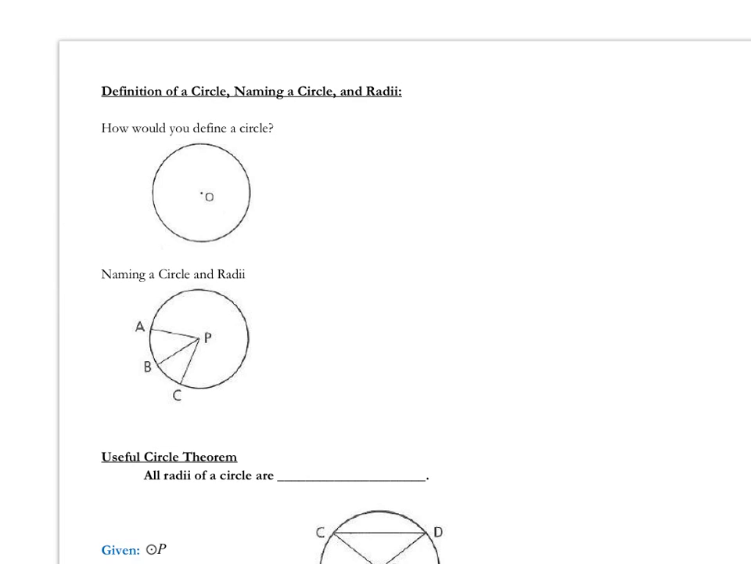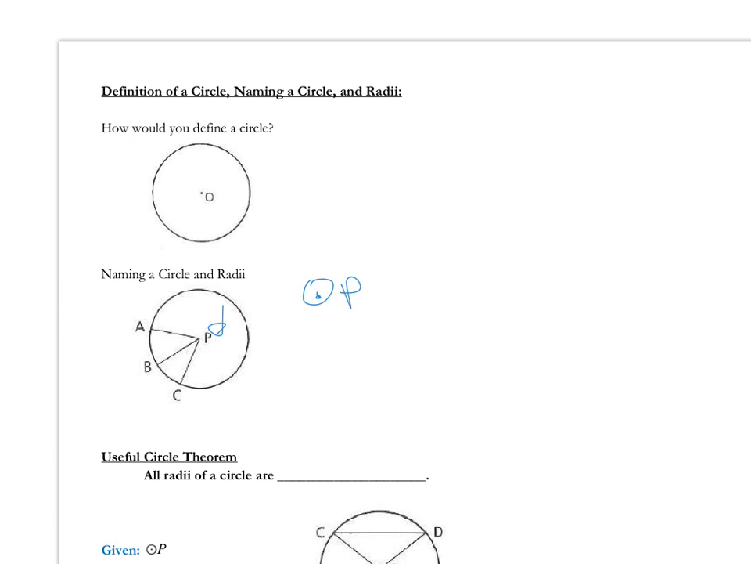Okay, so when you name a circle, if you heard that, that was my dog, Wrigley. To name a circle, you look at the center and you would say that this is circle P.